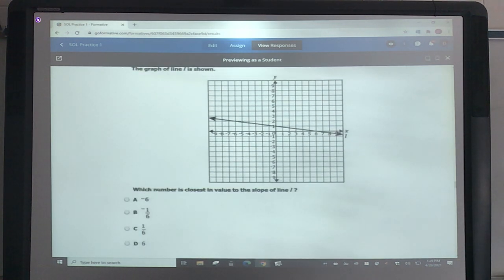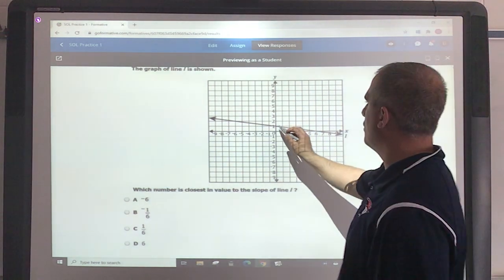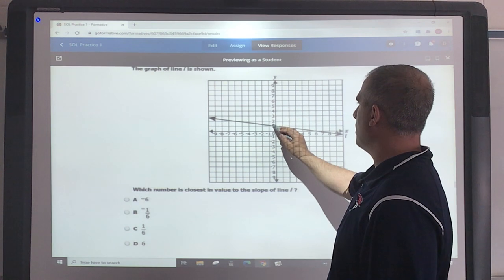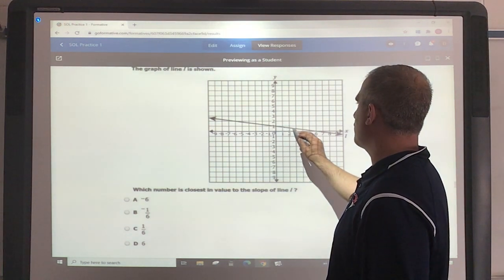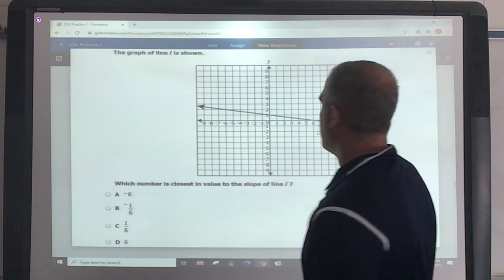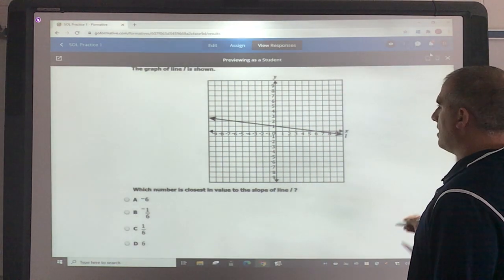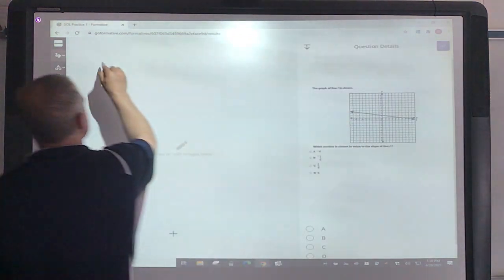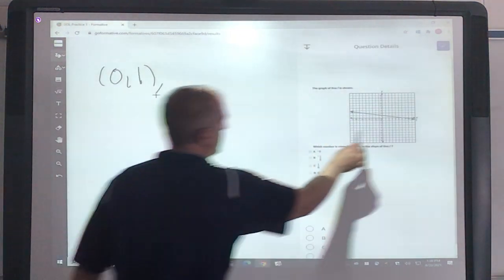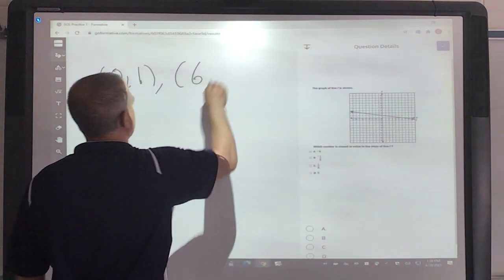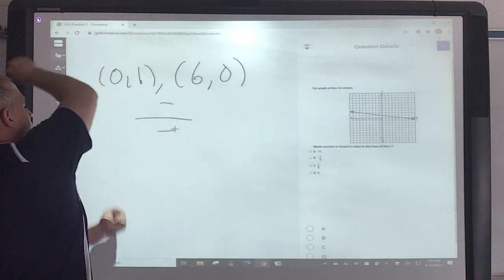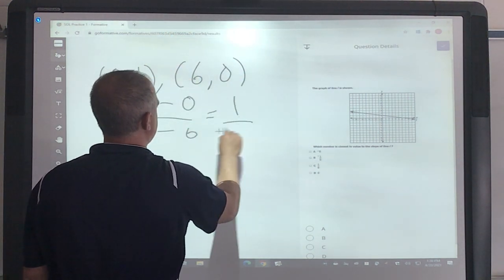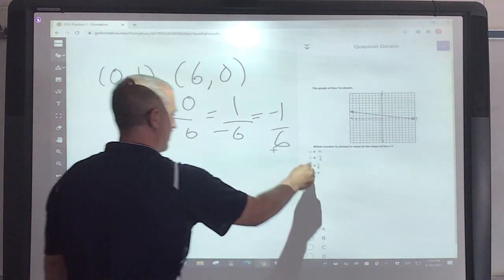All right, which one is the graph of the line? Well, what I would do is just count your spaces from your point to your point. So if I go down 1, 2, 3, 4, 5, 6, that is a way to do it. You could also use your slope formula, of 0, 1, and that crosses at 6, 0. Remember the slope formula. Turn the wheel to the left. Turn the wheel to the left. So that's 1 over negative 6, which is negative 1/6. So that's B.